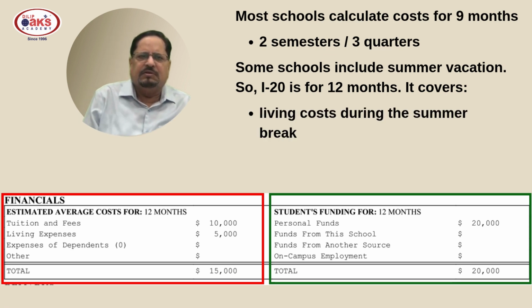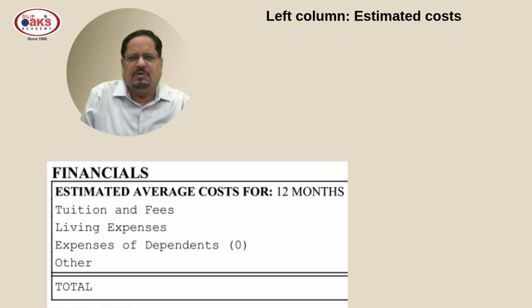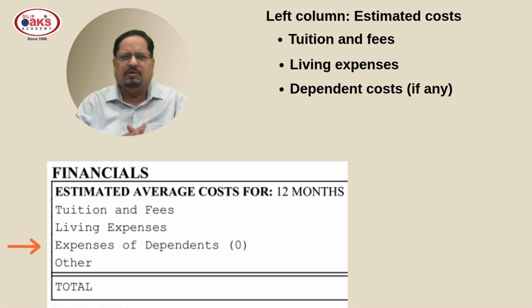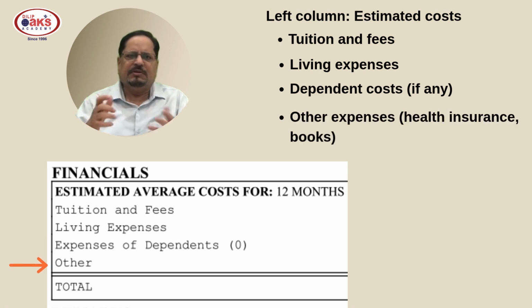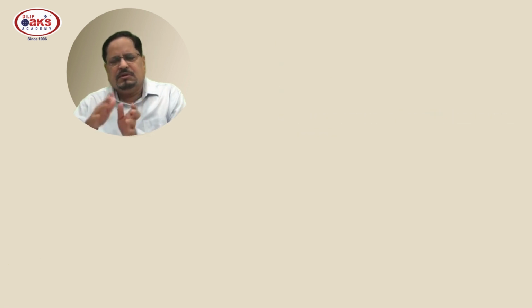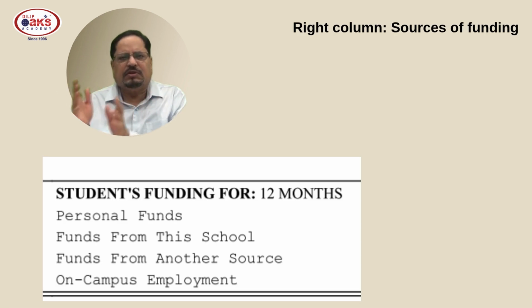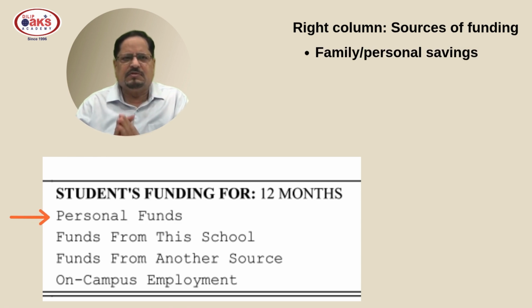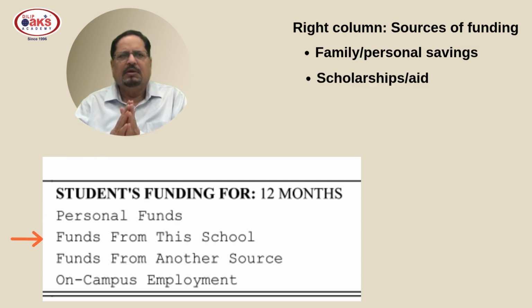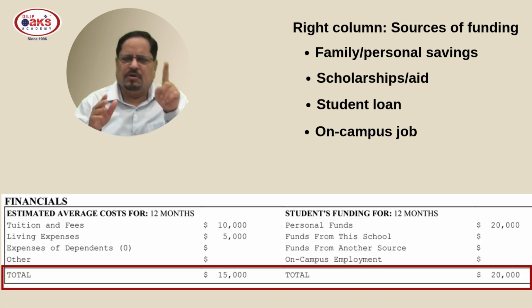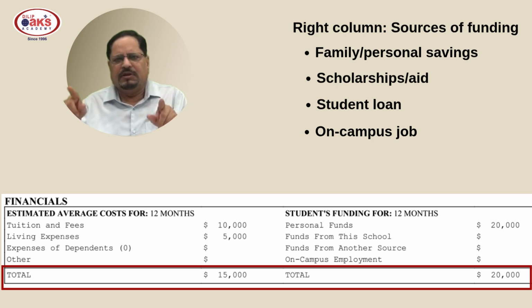Here are the things which they cover in that section: tuition and fees, living expenses, dependent cost if you are bringing your family of course, and other expenses like health insurance and books. Then on the right hand side they will show the sources of funds, how you are going to support yourself: personal or family savings, scholarships or university aid, student loan, or on-campus job. Generally the figure on the left hand side and the figure on the right hand side match.